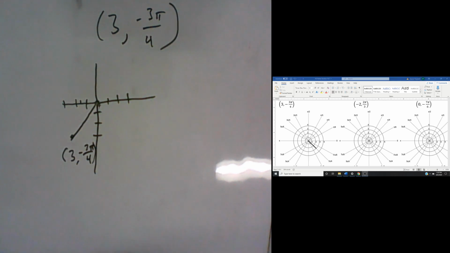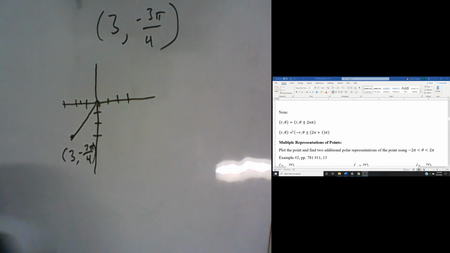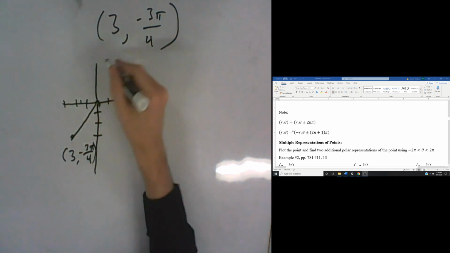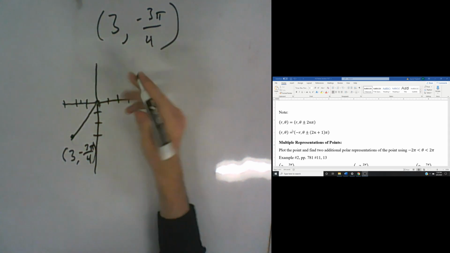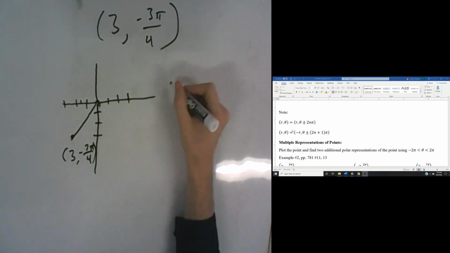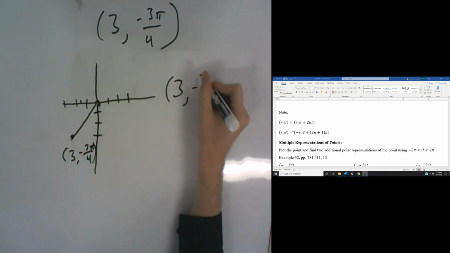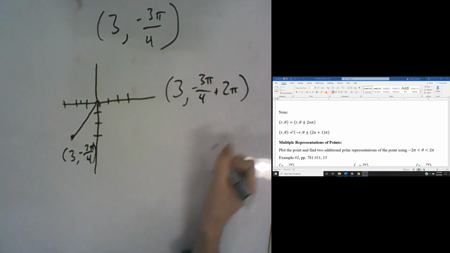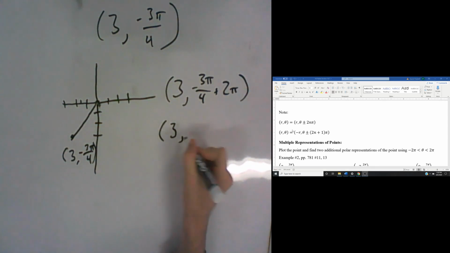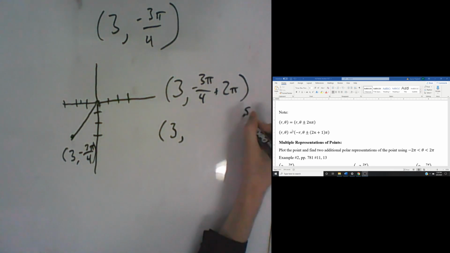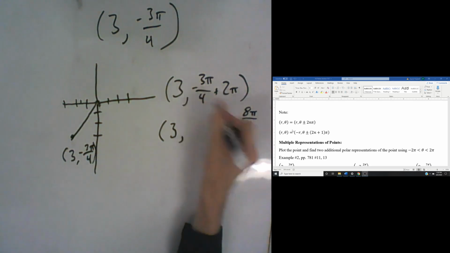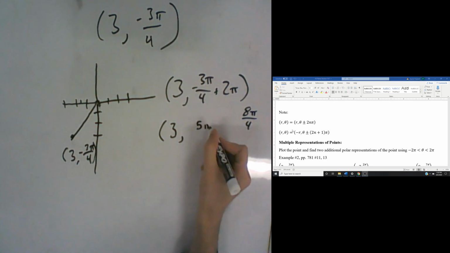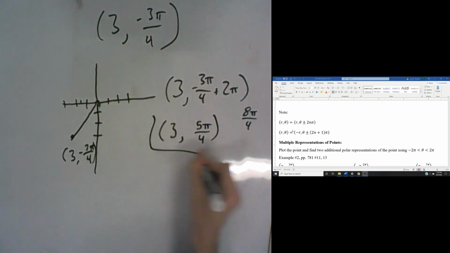Okay, now we need to figure out what other equations we can get with this. Now we have 2 possibilities. We can either change our r or change our theta. If we change our theta, we get our negative 3 pi over 4, and if we add 2 pi to this, this becomes 8 pi over 4, which if you add them becomes 5 pi over 4. So this is one of them.